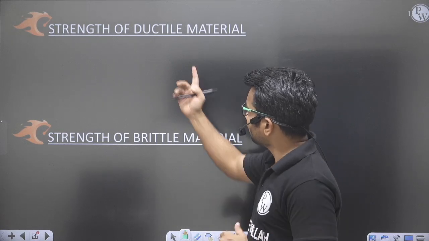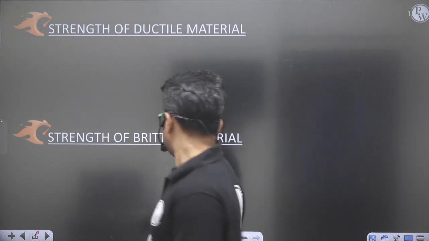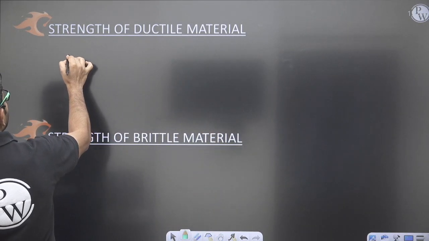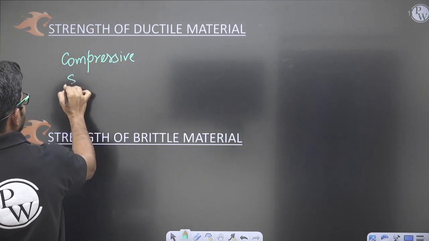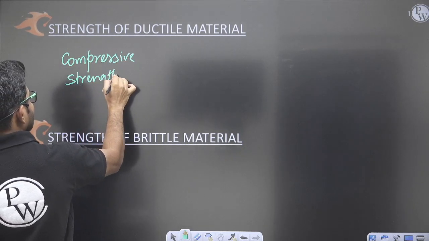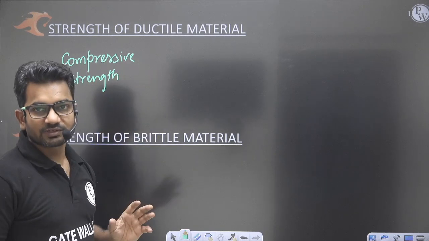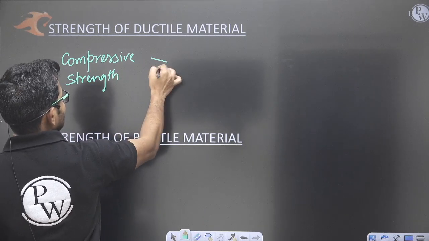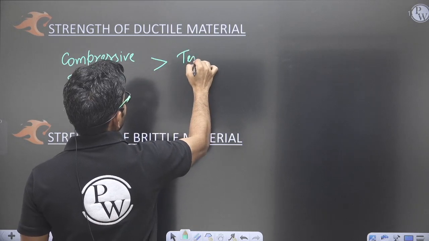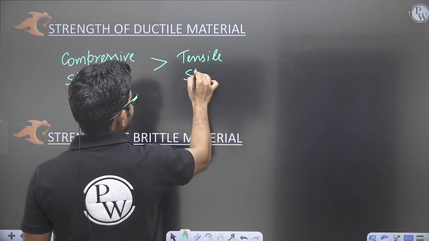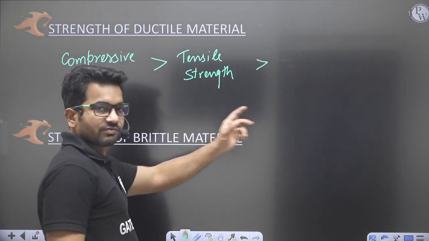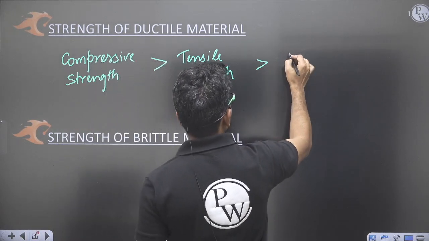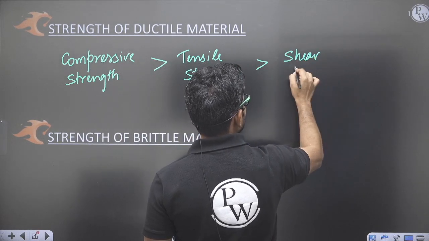If we talk about brittle material, it will be strongest in compression. So compressive strength of brittle material will be highest. After compressive strength, brittle material will be strongest in tension. Their tensile strength will be a little bit less than compressive strength, but their shear strength will be smallest. So ductile materials are weakest in shear strength.